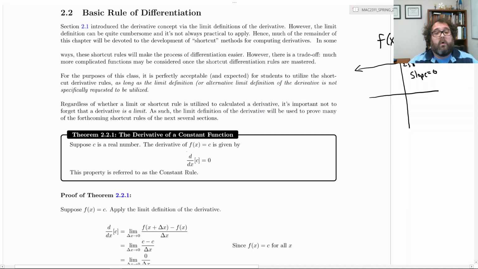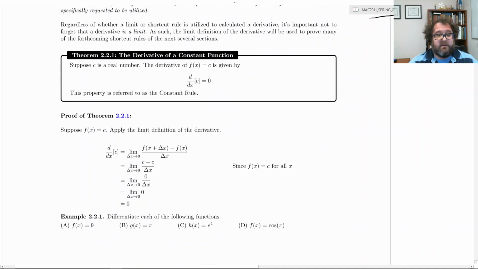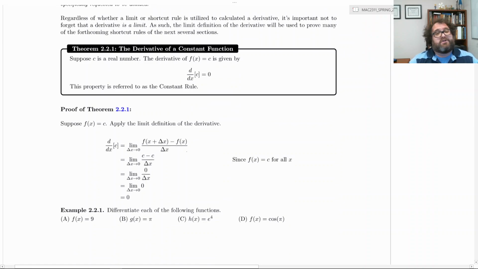Now, you'll notice a pattern for the next several videos is that we're going to use the limit definition to show why it's true. But once we show it's true, then we can kind of forget about the limit definition for this specific case. So how can we use the limit definition to show that the derivative of a constant is 0? Well, apply here the regular limit definition. So the derivative of c is going to be the limit as delta x goes to 0 of f of x plus delta x minus f of x over delta x. But here's the key thing.